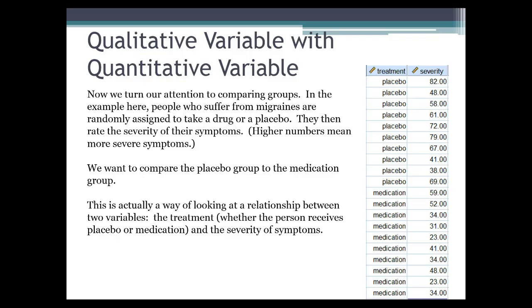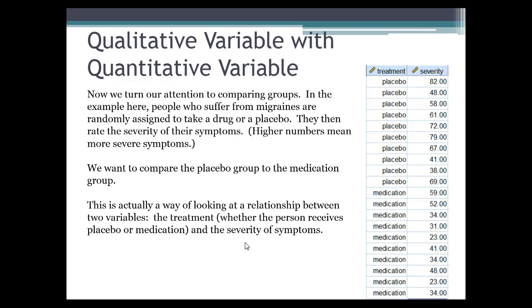All right, now let's look at what you do when you want to know about the relationship between a qualitative variable and a quantitative variable. Well, really what we're doing here is we're comparing groups. So here's the example we're working with. We've got two treatments and the severity of the migraines, where higher numbers mean worse headaches. So let's compare the placebo group, the severity of their headaches, to the medication group.